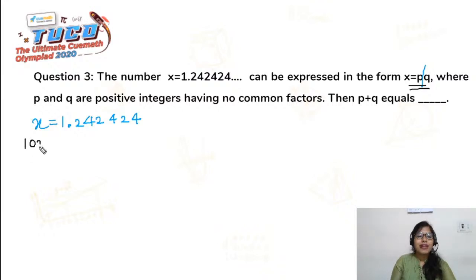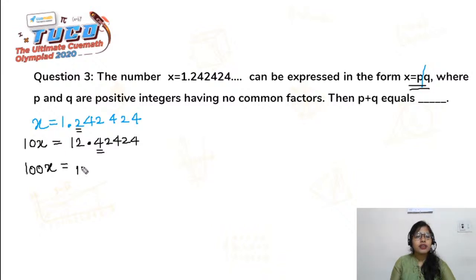Now let's try to multiply 10x to this. This would give us 12.42424..., right? When I subtract 10x and x, you can notice that here you have 4 in the first decimal digit, and you have a 2 here. So you're not going to get rid of the decimal digits if you subtract 10x and x. So let's go ahead with 100x now.